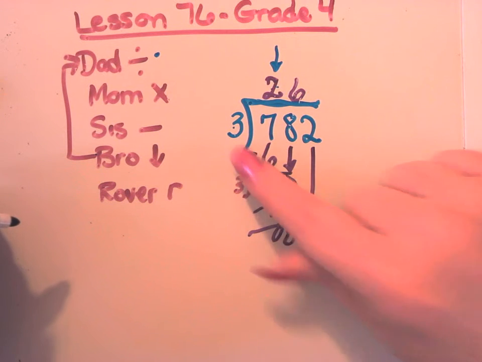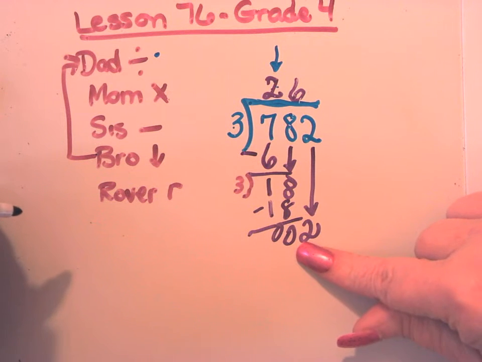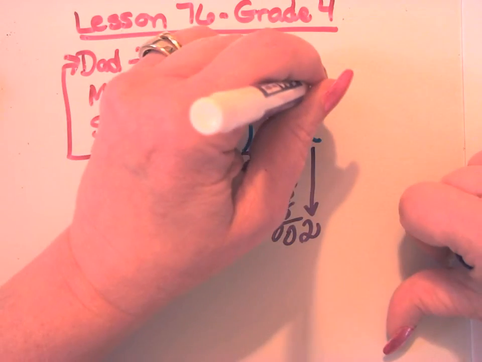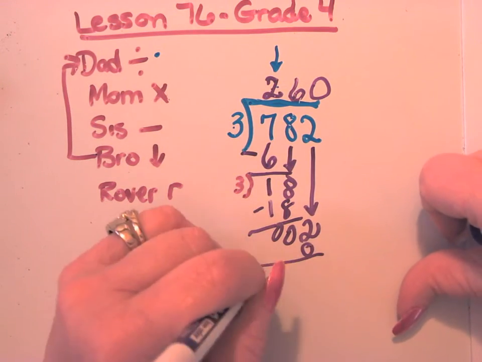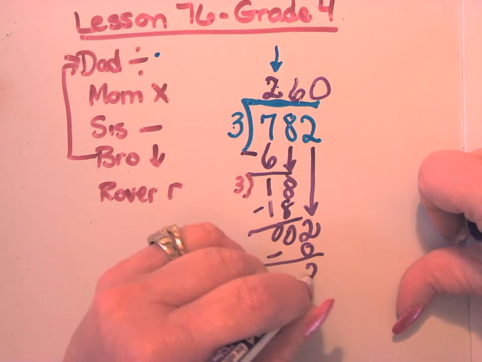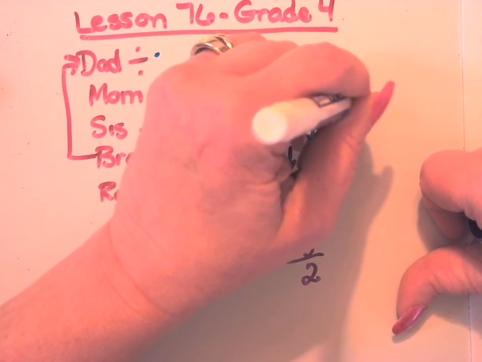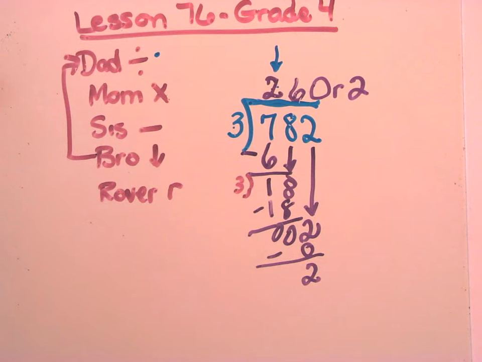How many 3s can I get out of 2? I can't get any. So we put that 0 up on the roof. Roof times the door ends up on the floor. Sister, subtract. We get 2 remainder. So we would have 260 with a remainder of 2.